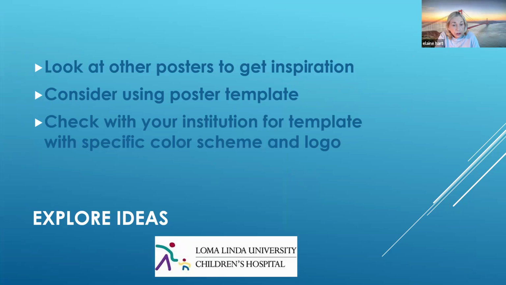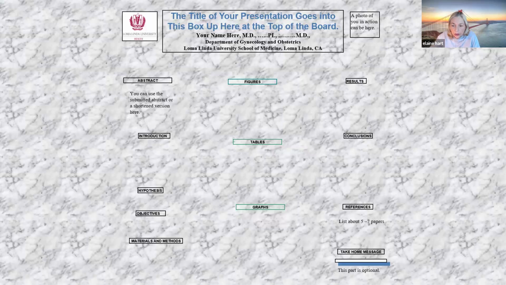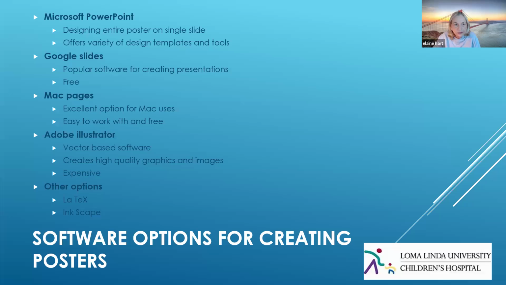Check with your institution for a template with specific color schemes and logo. And I've got one of those right here. This is ours for Loma Linda. This is what I basically have used for every poster that I have ever done. It's got the logo. You can put your picture up here. It's got everything. It outlines it for you. But I've had this for many years, and there are so many things online that you can use for poster templates. So there's a lot of resources out there to help you make an amazing poster.